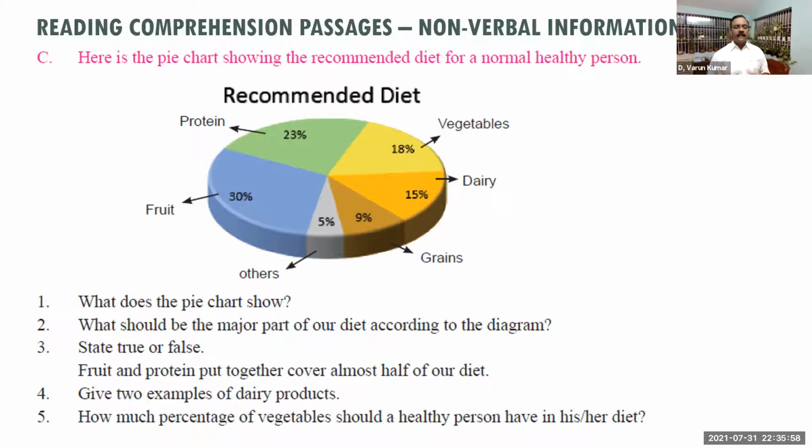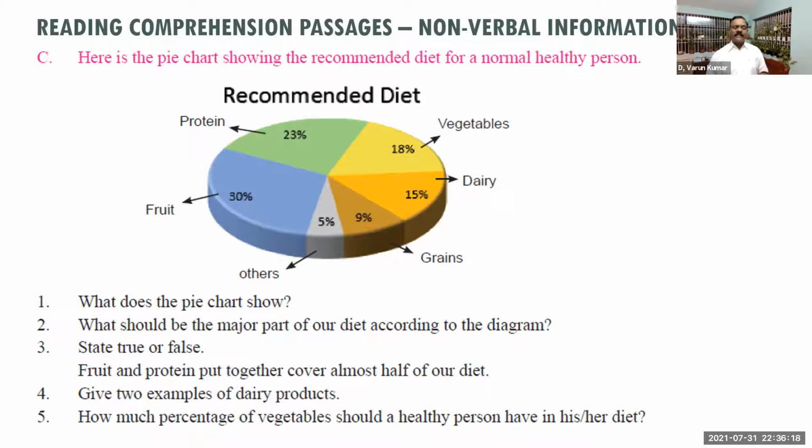So this is true. Give 2 examples of dairy products. So what are the different products of dairy products? I mean milk, cheese, buttermilk, ghee, paneer. These are the dairy products.